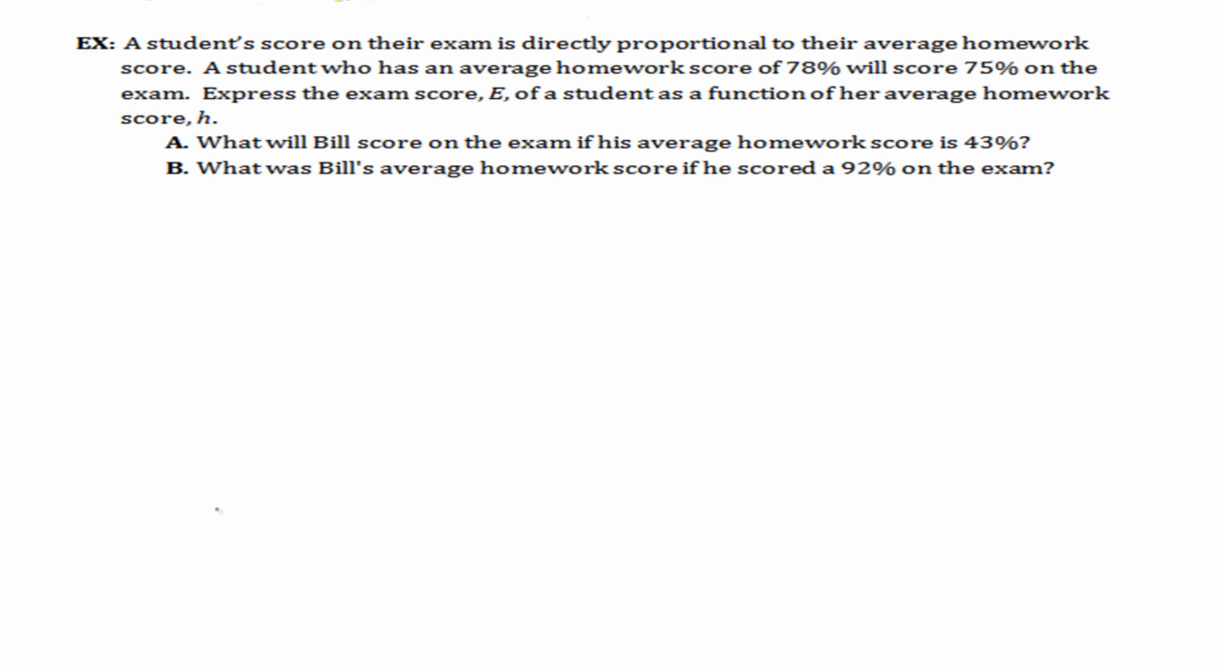Let's go ahead and take a look at an application example. This application example is not truly very realistic. There's a ton of real applications for direct variation, but let's deal with one that at least has something to do with education. The students' score on their exam is directly proportional to their average homework score.